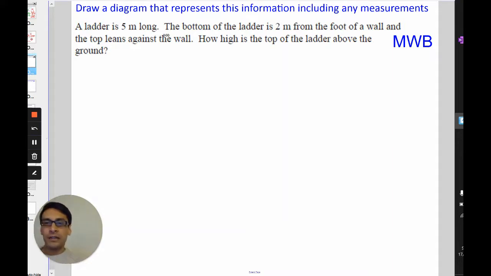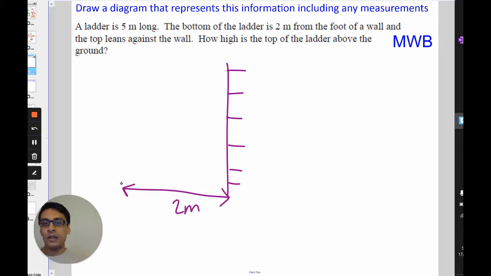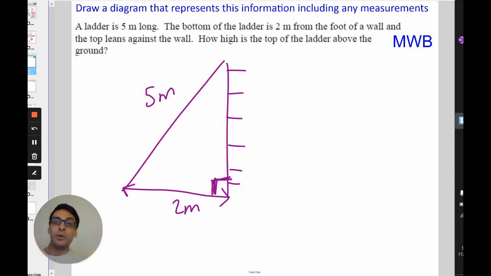So we have a ladder. The bottom of the ladder is 2 meters from the foot of a wall, and the top leans against the wall. So this is your wall here. These are just the bricks, and then we can see the ladder is 5 meters long and it's 2 meters from the wall. So this distance here is just a sketch. That's 2 meters, and then that distance there is 5 meters. That's the ladder. And you can see, well, this has to be a right angle, assuming the wall is a normal wall. And it says, how high is the top of the ladder above the ground?